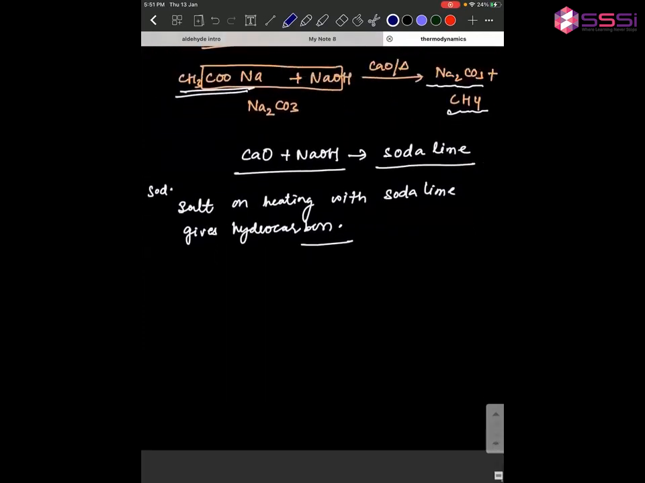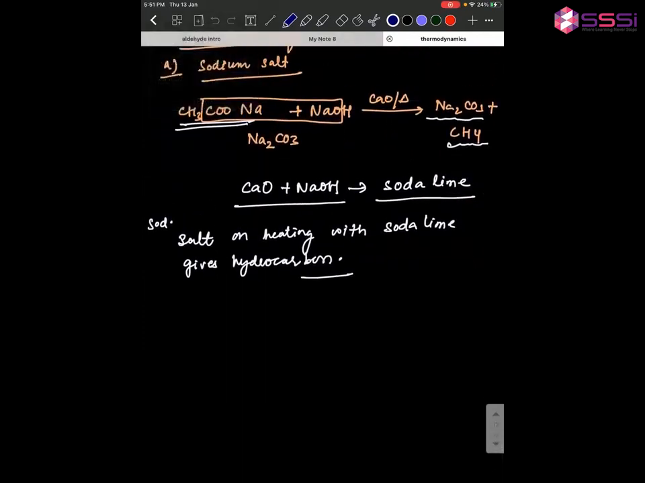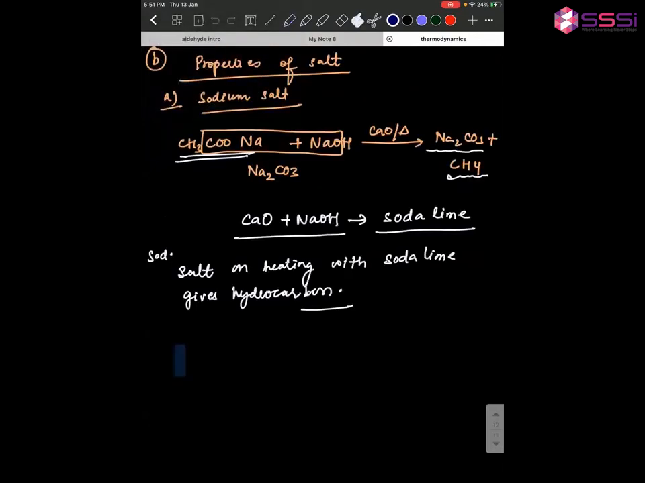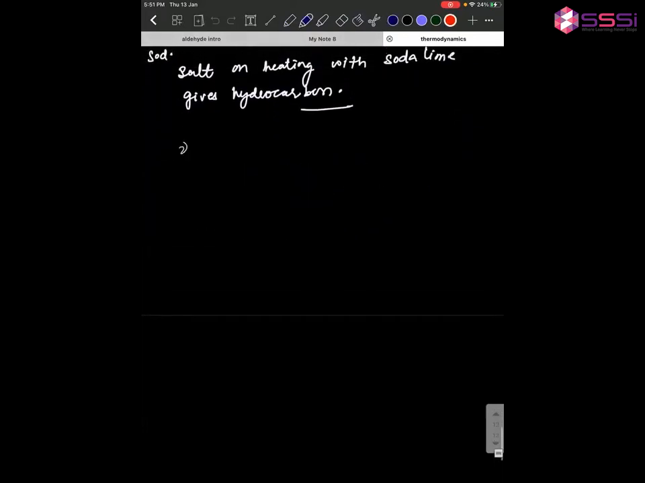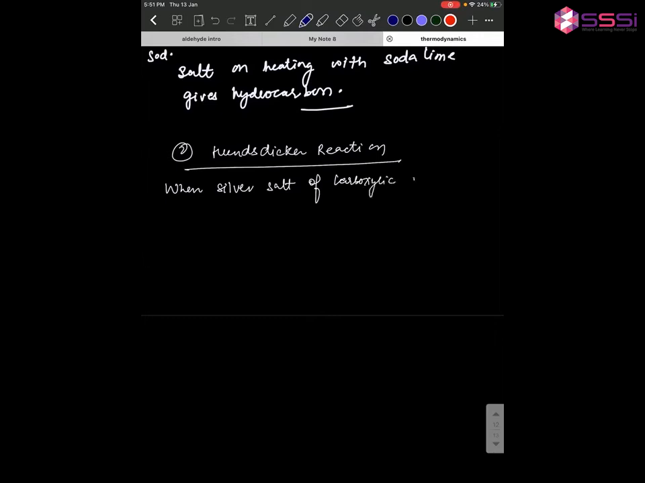The second type of reaction in the properties of salt is the Hunsdiecker reaction, and this is also an important name reaction. What does this reaction say? This reaction says that when the silver salt of a carboxylic acid is heated with Br2 in presence of CCl4, alkyl or aryl bromides are formed.